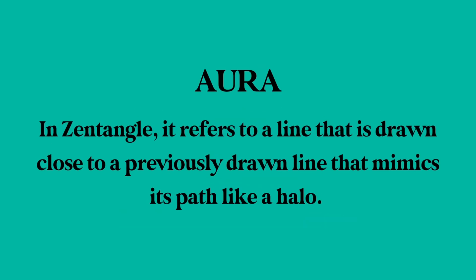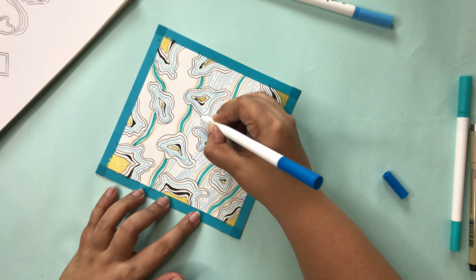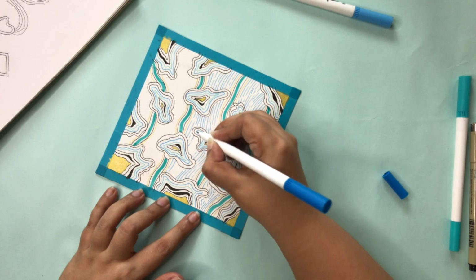The concept that we're going to be exploring today is called aura, and aura in Zentangle speak is a line that is drawn close to a previously drawn line that mimics its path like a halo. Aura is a technique that we use in many of our tangles and tangle enhancers, and honestly speaking, it is one of my go-to techniques when it comes to making Zentangle drawings. In this tutorial, I'm going to be showing you some simple ways of including aura in your drawings.